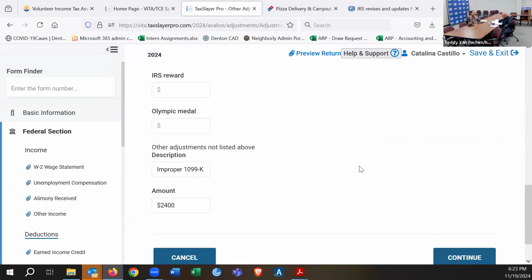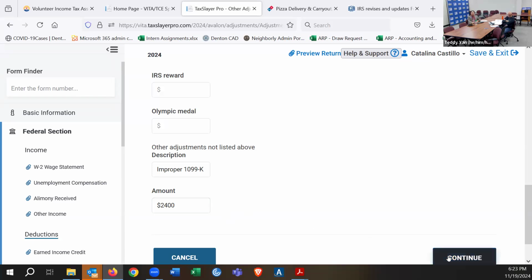So again, at the bottom, there will be a section that says other adjustments not listed above, and you can enter your own description whatever way you want in order to let the IRS know. I am using the exact same phraseology between the other income and the other adjustments just to make it as easy as possible to match them up. So improper 1099K, and I zero out the amount.